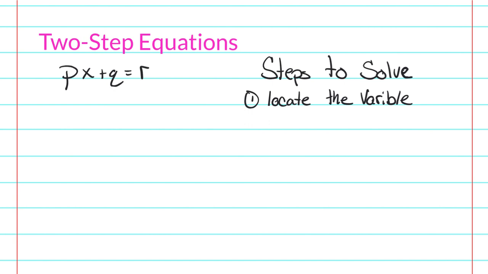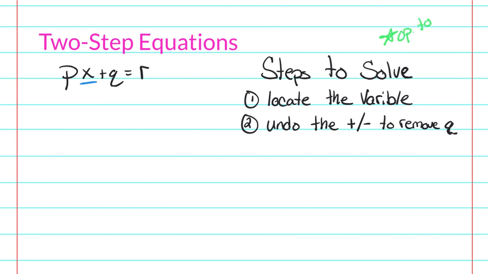So in order to solve this, the first thing I need to do is locate the variable. My variable in here is going to be the x. Second, I'm going to undo the addition and the subtraction to remove q. So remember, if I do it to one side, I must do it to both sides. Okay, there's something to pay attention to and to remember.